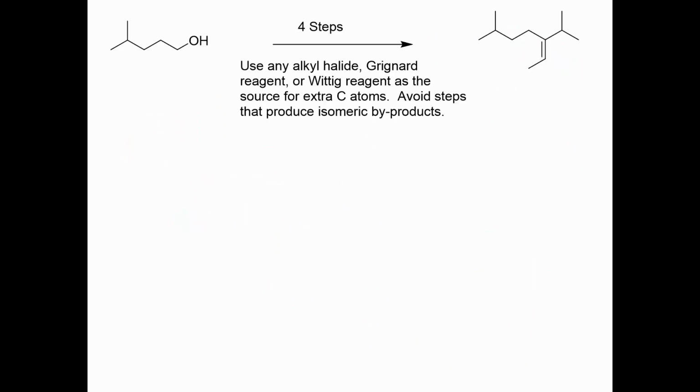Okay, this last one here is a synthesis problem. There's one more slide after this where we're going to look at a phenomenon that we're going to come across in the future. How do we synthesize that compound? In our directions you can use any alkyl halide, Grignard reagent, or Wittig reagent as your source for extra carbons, and you should avoid steps that produce isomeric byproducts. This is often a cue in your problem that you want to use the Wittig reaction instead of relying on Zaitsev's rule to deliver your double bond to the right place, as you see here in the product. So our last step should be the Wittig reaction.